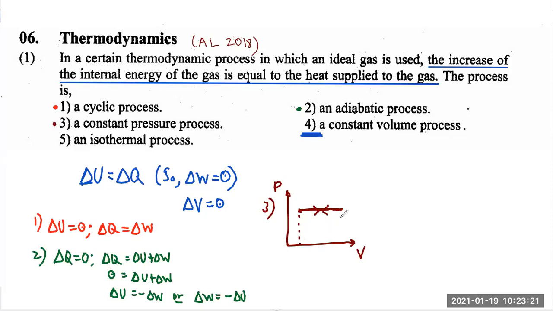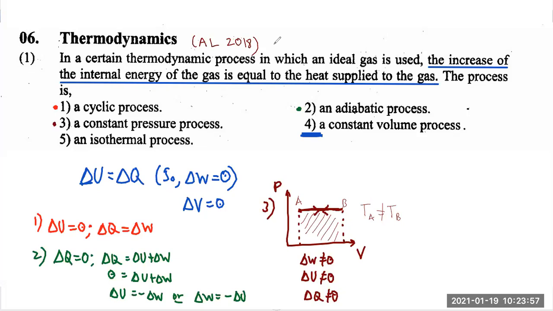Under that, there will be delta W. Delta W will not be zero, because there is an area under that. And delta U will also not be zero, because the temperatures are different. If you take these points as A and B, the temperatures at A and B are definitely not equal. Therefore, delta U is not zero. So there will be a delta Q as well. We can't say anything significant there.